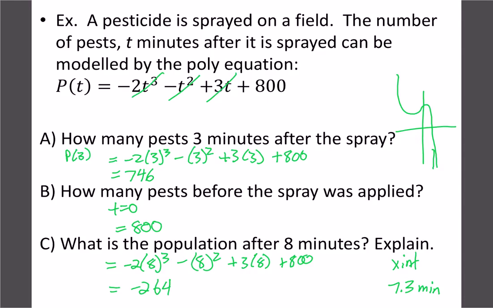number. So you can't have negative pests or negative time, so really we're only worrying about the positive portion of the graph. So you can see that we would start at 800 in terms of our starting value, and then at 7.3 minutes we would have 0 pests left over. So that's kind of all we're really worrying about in terms of the graph. So with real life problems, you got to be a little bit careful in terms of what actually makes sense in the context of the question. And that's all.